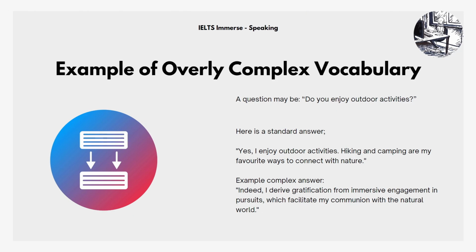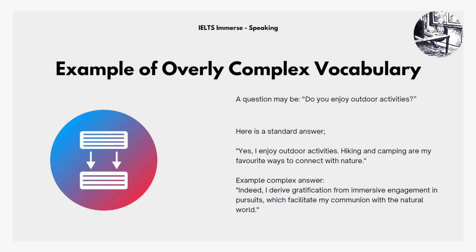Here is an example of overly complex vocabulary. A question might be, do you enjoy outdoor activities? A standard answer would be, yes, I enjoy outdoor activities. Hiking and camping are my favorite ways to connect with nature. Nothing wrong with that answer. This one is a more complex answer. Indeed, I derive gratification from immersive engagement in pursuits which facilitate my communion with the natural world.